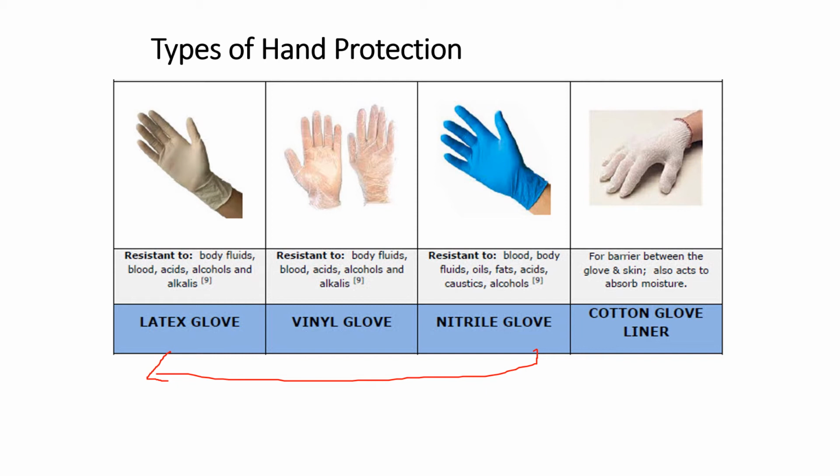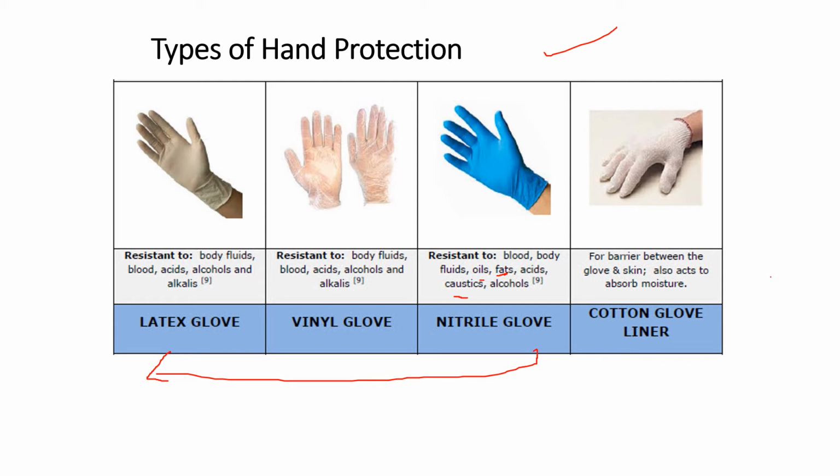For example, body fluids, blood, acids, except this nitrile glove, you can see this can be used for extra, like fats and oils. But for the rest, acids or alkalis or caustics, they are almost the same, except it also has protection against oils, fat, and caustics, so these are extra protections. But these two gloves have almost the same usage, so they provide resistance against the same chemicals. But in this case you can see it has some extras, so that's why nitrile gloves are more popular.